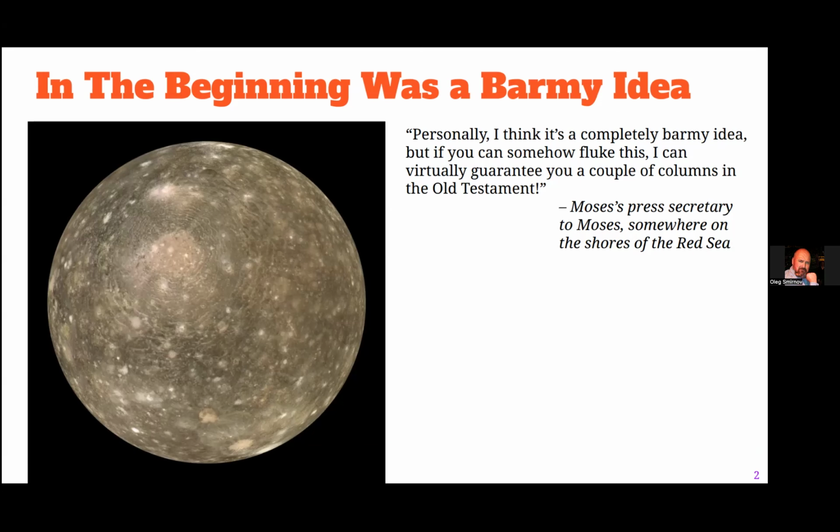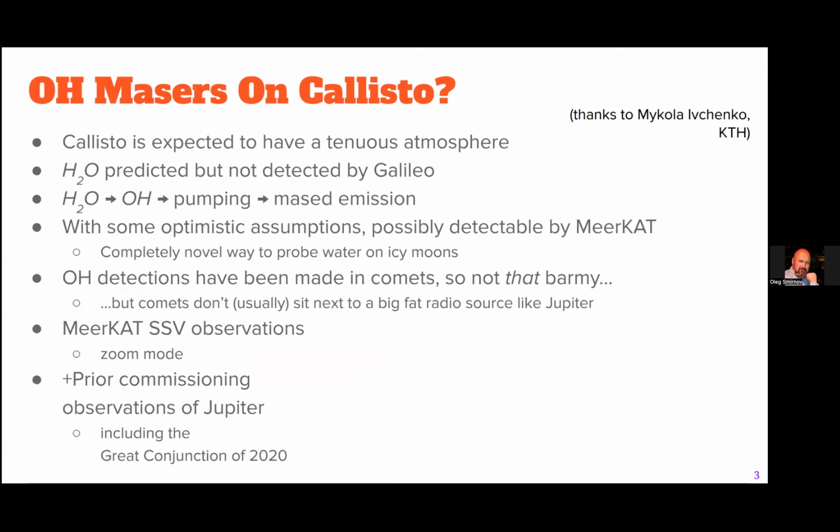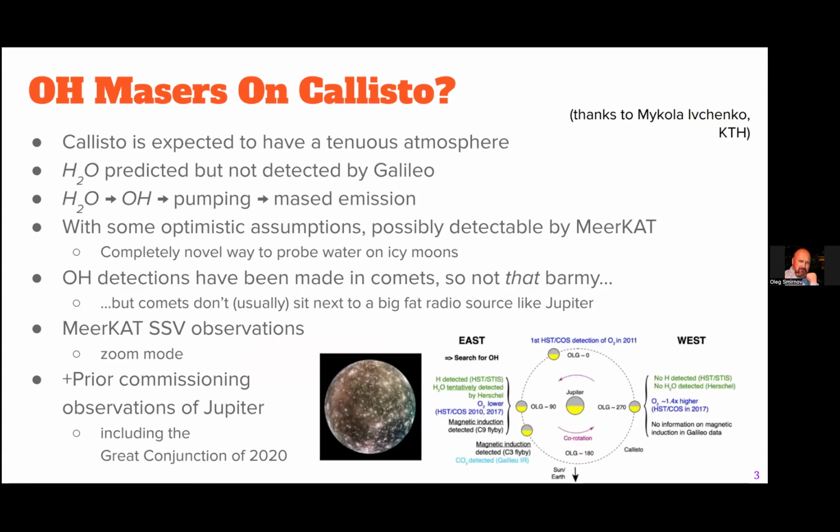That's an object radio astronomers don't think about much, but this colleague of mine, Nick from Sweden, brought us this crazy idea. He said, can we use MeerKAT to look for OH masers on Callisto? The rationale is that Callisto is expected to have a bit of an atmosphere, and some water is predicted, though not detected by Galileo. But with some optimistic assumptions, you can imagine a scenario where the water is dissociated and you get OH, and that gets pumped up and starts masing.